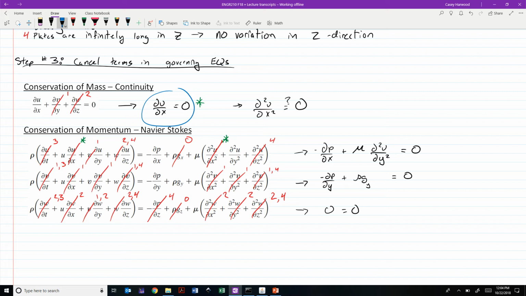Okay? This shouldn't be confused with the idea of steady state, where the time derivative is equal to 0. There are similar ideas, but they say different things. Time derivative means that it's not changing in time. This idea of fully developed flow, where it's not changing in the direction of flow, means exactly that it is stationary in space.